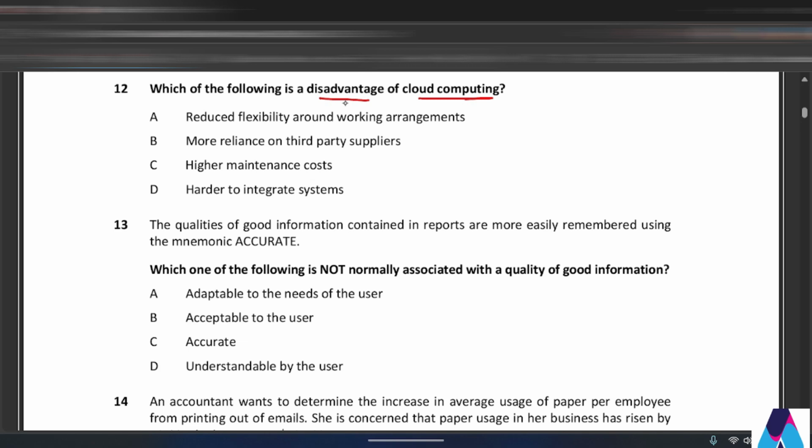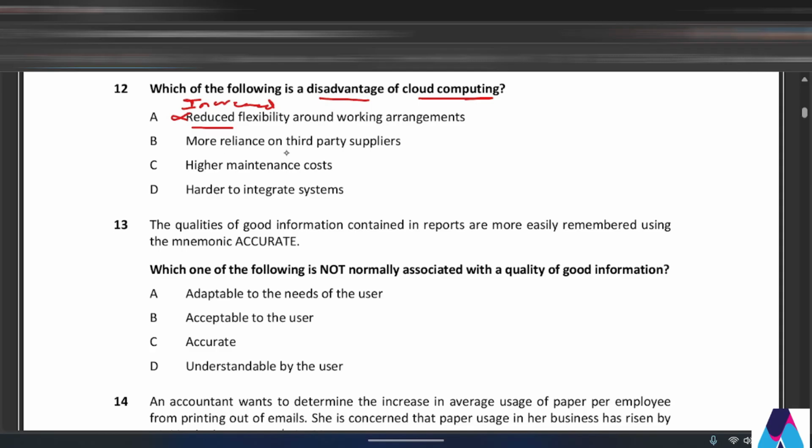So, disadvantage of cloud computing. Part number A, reduced flexibility around working arrangements. Now the problem is that it's not reduced, it's increased flexibility, because if you are using cloud computing, it's going to increase your flexibility because you can work from anywhere. It's a shared database, right? So therefore it's increase, not reduce. Okay, so part A is wrong.